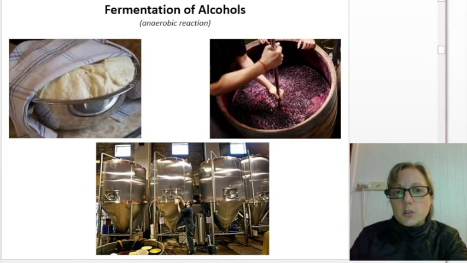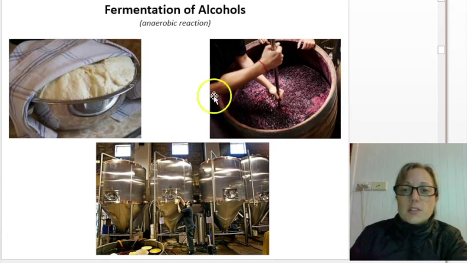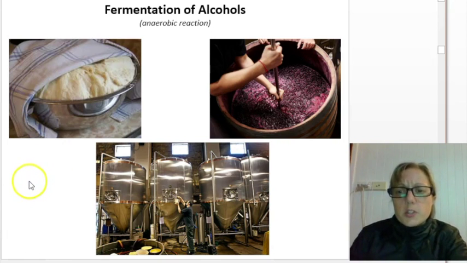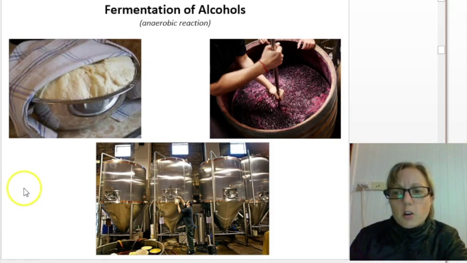Alright, so let's take a look at the fermentation of alcohols. You may be aware of different processes that use fermentation. We can see here we've got winemaking, brewing, and bread making, which uses the process of fermentation to get the carbon dioxide to rise the bread, but then we cook off the alcohol when we bake the bread, so we no longer have any alcohol left in the bread.